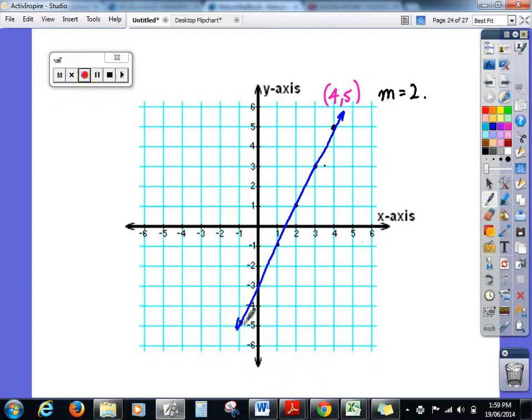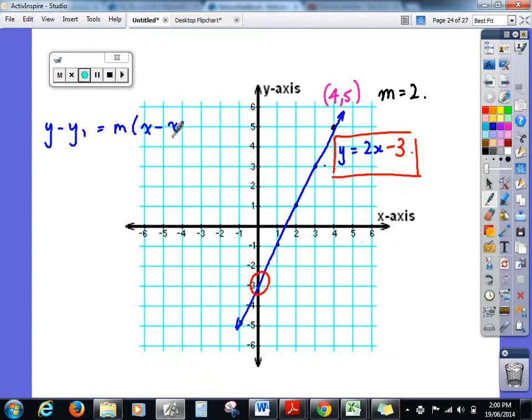Okay. Now we know that this line would be y equals 2x, where the gradient is 2, and we can see, because we did it very carefully, that the y-intercept is minus 3. So let's see if we can get this equation without having to draw the line itself, using the point gradient formula, or as many people call it, the best formula in the world. We call it y minus y1 equals m(x minus x1). That's the point gradient formula.